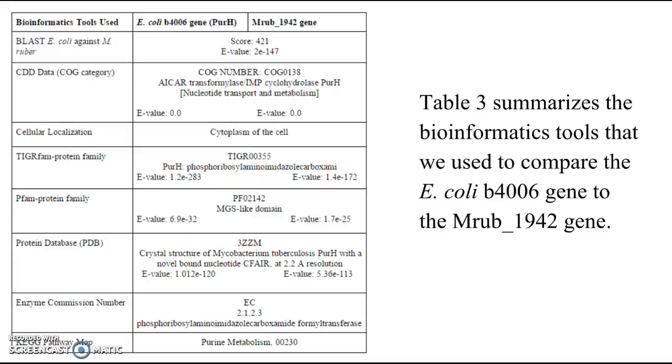The TIGR-FAM and PFAM proteins were both identical in name and number, and the protein database was identical in name and number as well. The enzyme commission number, as well as the name and KEGG pathway map and name, were identical to one another, and again, the e-values were very small throughout the entire table, showing that the two are orthologs of one another and are similar in sequence, and there is a high significance that the sequence alignment and similarity was not shown due to random chance alone.